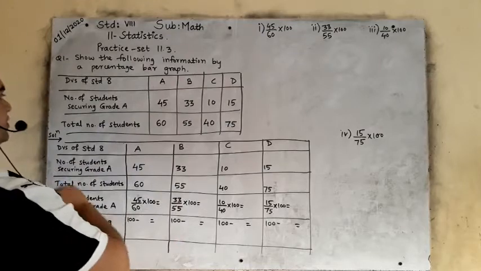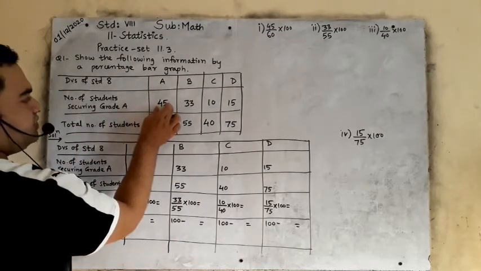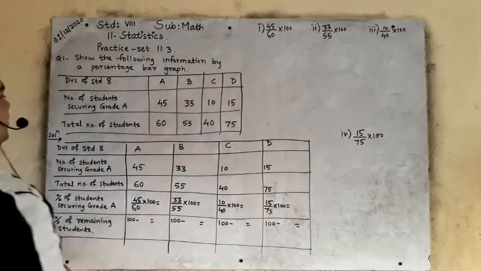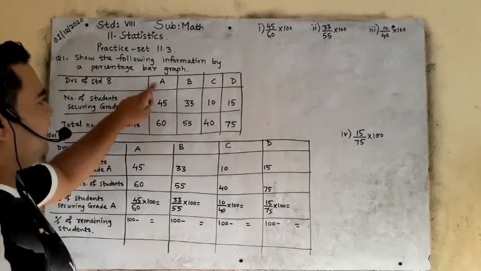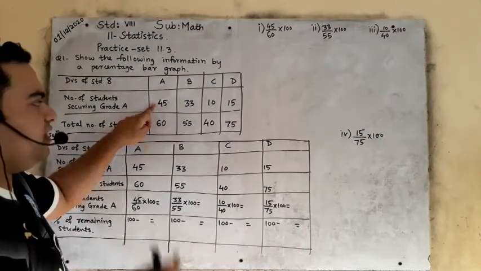There are 4 divisions. Number of students securing grade A: from A division 45, from B division 33, from C 10, from D 15. And the total number of students is given. In A class there are 60 students. From 60, 45 have secured A grade.